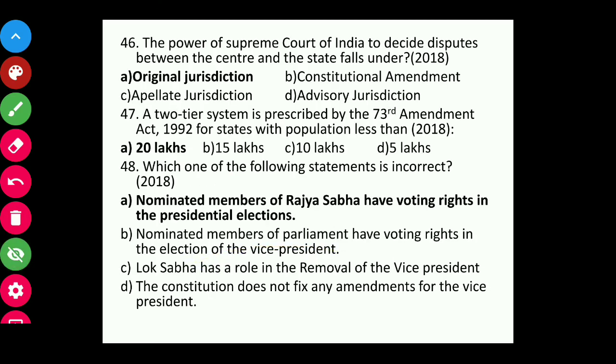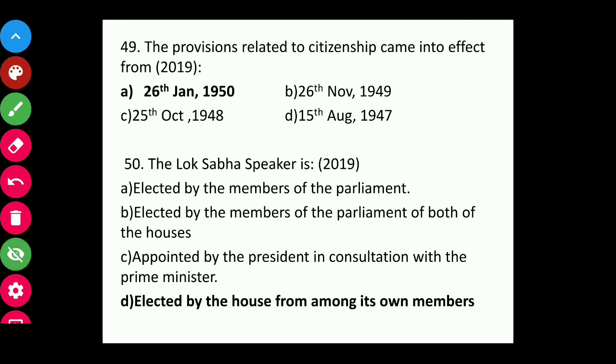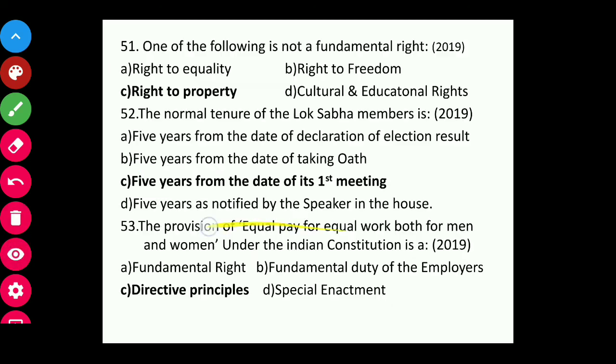The power of the Supreme Court of India to decide disputes between the Centre and the states falls under. A two-tier system is prescribed by the 73rd Amendment Act 1992 for the states with population less than. Which one of the following statements is incorrect? The provision related to the citizenship came into effect from. The Lok Sabha Speaker is. One of the following is not a fundamental right. The tenure of the Lok Sabha members is.